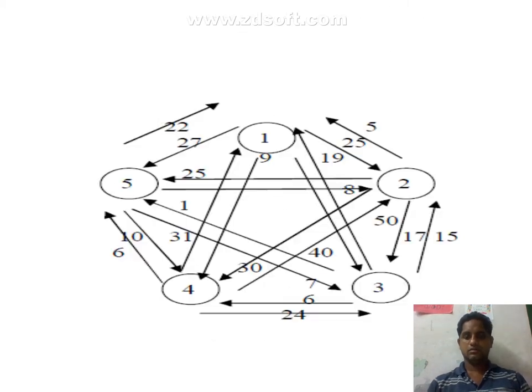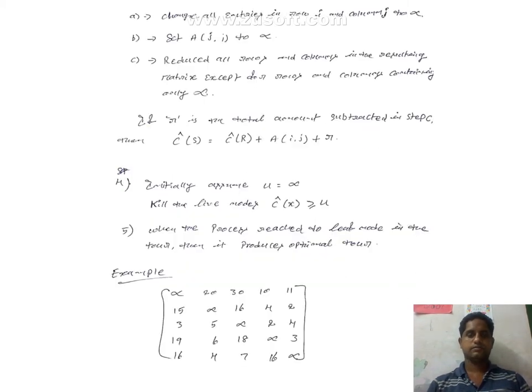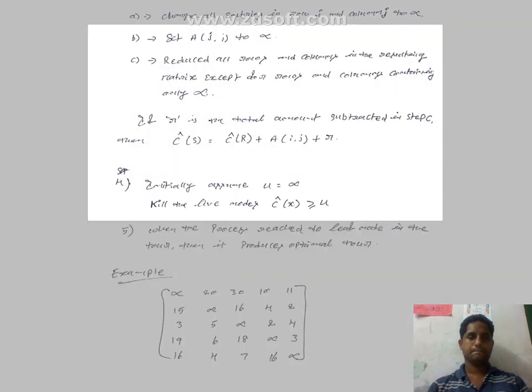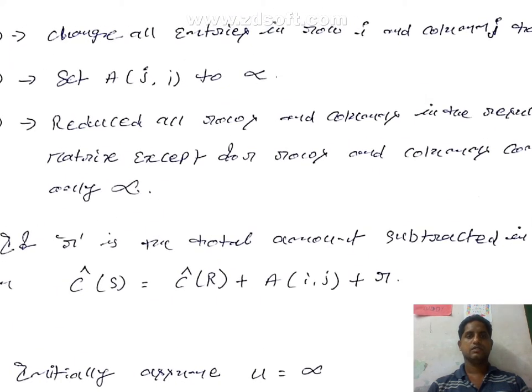This is the given graph. Change all the entries in row i and column j to infinity. Set A of j comma 1 to infinity. Reduce all rows and columns of the respective matrix, except for the rows and columns containing only infinity.